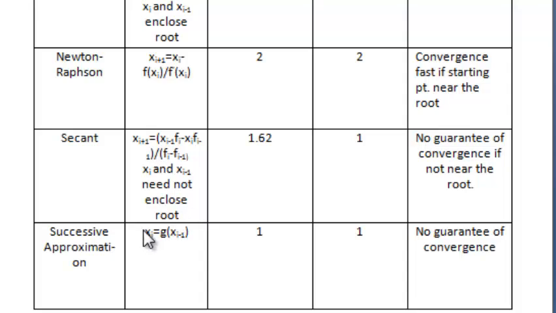Now, our last method is successive approximation method. Here, the iterative formula is x(i) = g(x(i-1)). Here, the order of convergence is 1 and there is one function that is evaluated per iteration, and here there is no guarantee of convergence. The successive approximation method is suitable in some special cases. It is easy to program and is first order convergent. It is not guaranteed to converge.